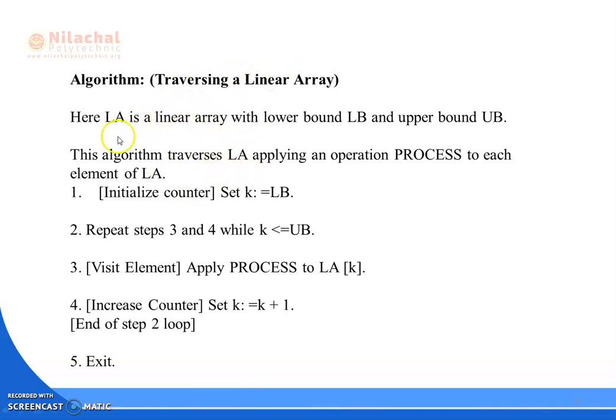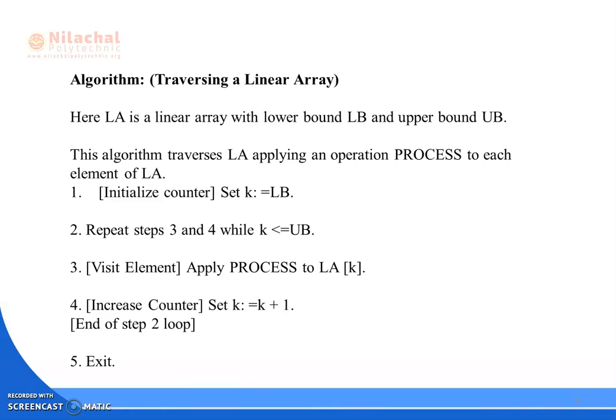For example, LA is the linear array with lower bound, denoted as LB, and upper bound, denoted as UB. We already are aware that LB stands for the lower bound, that is the smallest index number, and UB stands for the upper bound, that is the largest index number in the array. This algorithm traverses LA, applying an operation to process each element of the array. LA is the name of the array.